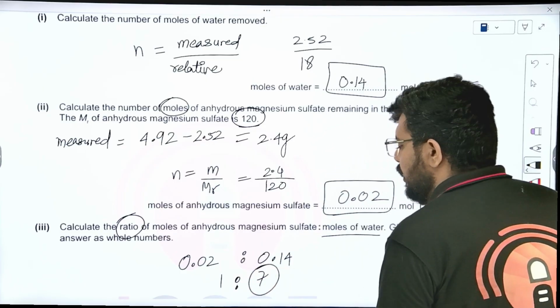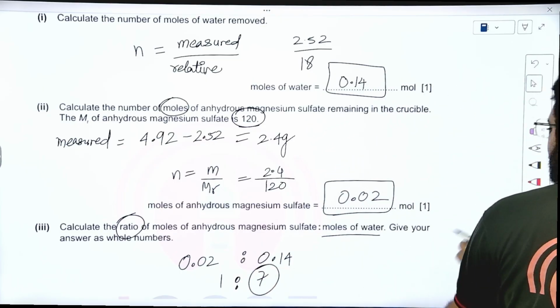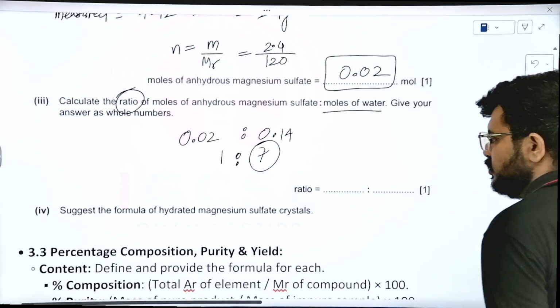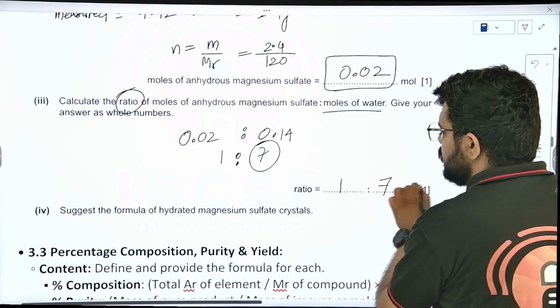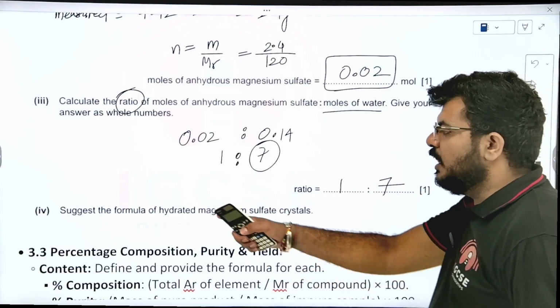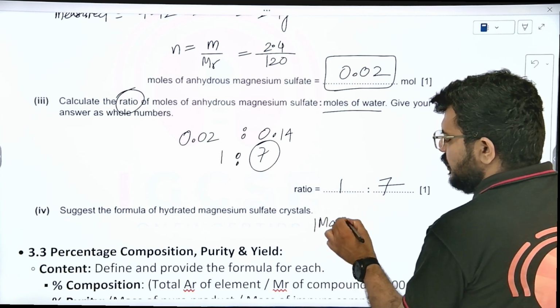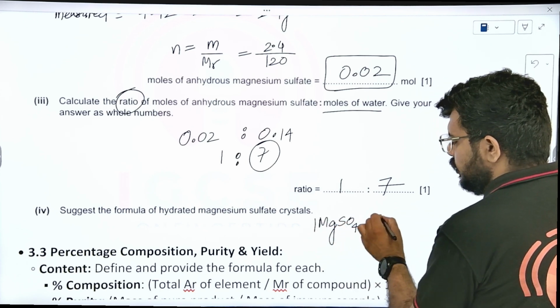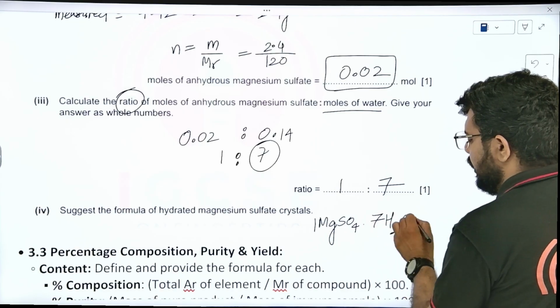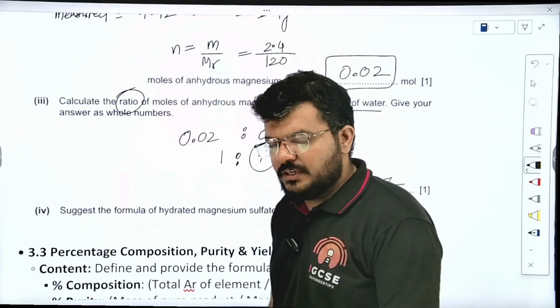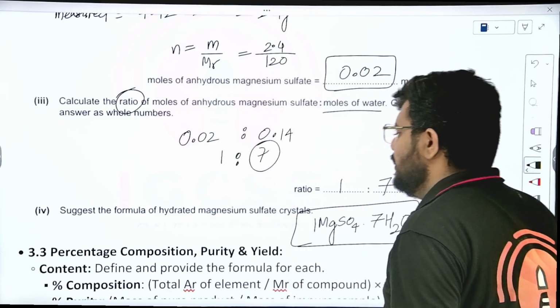1:7, right? How many water molecules are there per one crystal of MgSO4? 7. So 1:7 is your ratio. How do you suggest the formula? You simply write 1 MgSO4 dot 7 H2O. Right? As I said, they really like this number 7. A lot of times 7 is repeated.